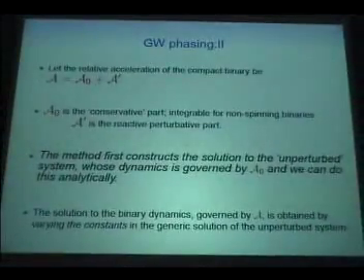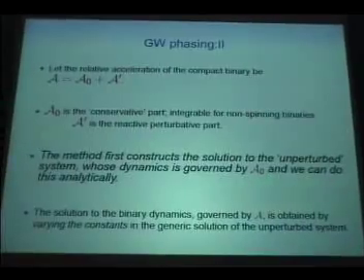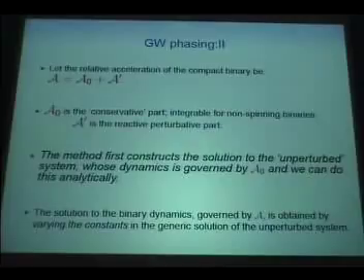Okay? So the game is to construct some sort of solution to A0. If you want templates and you want them done in a fast and accurate manner, the game is to obtain some sort of semi-analytic solution to that A0. And then once you get that solution to A0, you get the solution to the entire binary dynamics by simply making the constants appearing in A0 functions of time and obtaining differential equations to govern them. Okay?